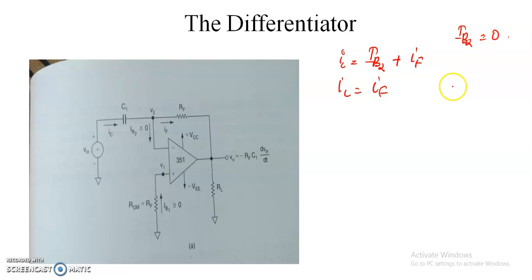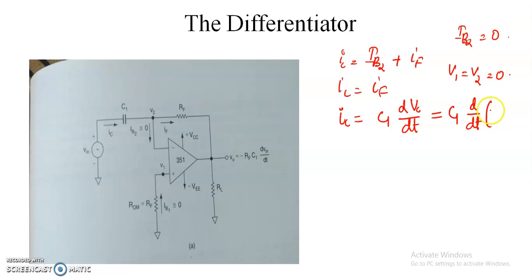Since the non-inverting terminal is connected to the ground, there exists a virtual ground at the inverting input terminal. So we will get V1 equal to V2 equal to 0. From the circuit, we can write the current IC as IC equal to C1 into dVc by dt, where Vc is the voltage across the capacitor, that is equal to C1 into d by dt of V input minus V2. Since V2 equal to 0, we get IC equal to C1 dVin by dt.